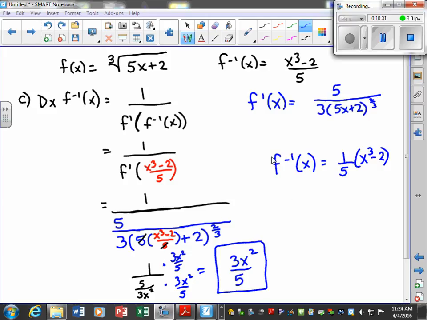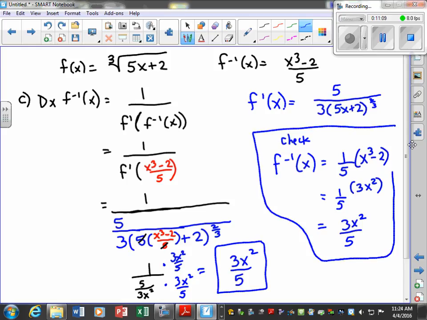Okay, so can we do a check right here? So if I have my f inverse of x that we calculated, and I took the derivative of this. Now I rewrote that as 1/5 times x cubed minus 2. Okay, if I took the derivative of this, my 1/5 is just out front. What is the derivative of this? 3x squared, right? And then if I simplified that, what do we get? 3x squared divided by 5. So this is kind of a check step. We could check, and that was pretty easy. So you can check there.